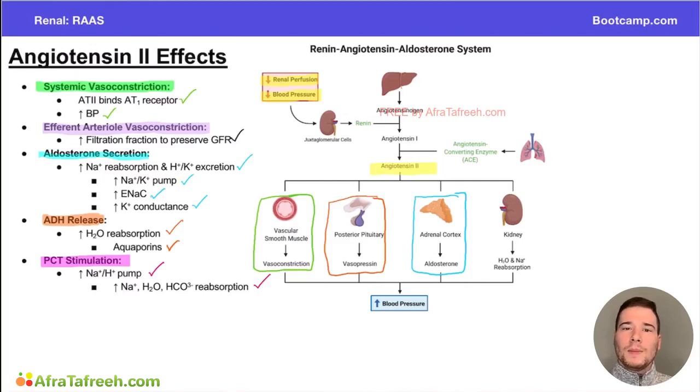Because if we bring back sodium, we're bringing back water. And if we bring back water, we're replenishing our volume status. We're maintaining our blood pressures. We're maintaining our renal plasma flow. And that's really just the overall goal of the system.